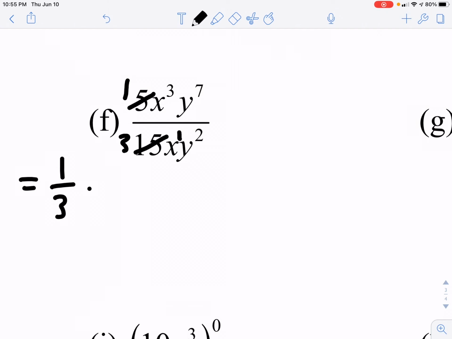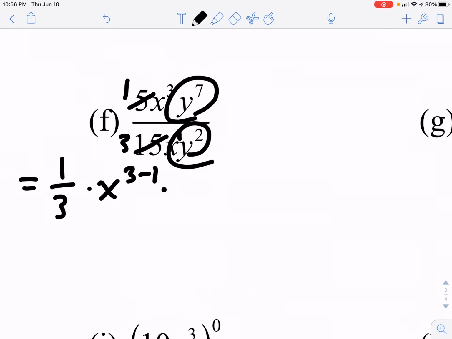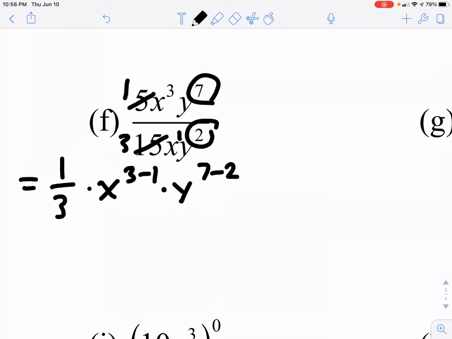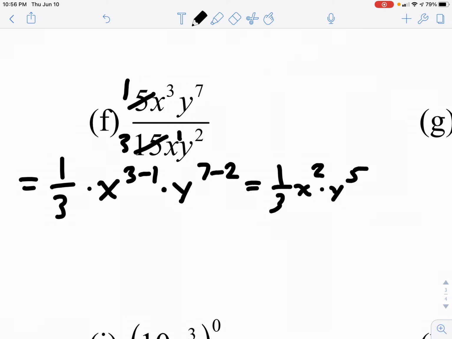So if I focus on just the x terms, this becomes x to the 3 minus 1, times, now I'm going to focus only on the y terms, y to the 7 minus 2. Again, when I'm dividing the same base, I'm subtracting the exponents. Well, this is the same as 1/3 x to the second power times y to the fifth power. Another way we could write that, of course, is x to the second power y to the fifth power divided by 3. Multiplying by 1/3 is the same as dividing by 3.